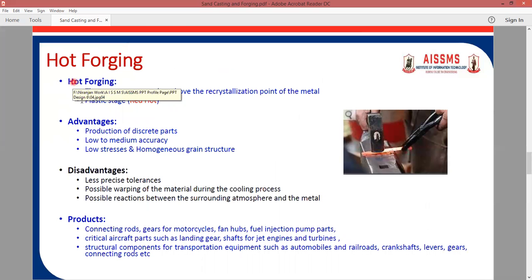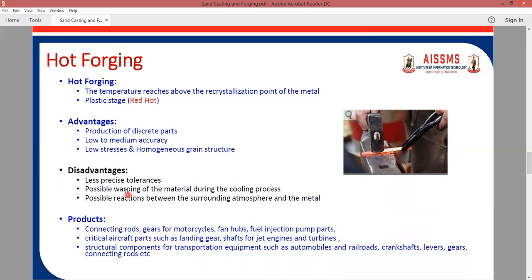Then hot forging and cold forging. As we have talked about already, hot forging is the process which is carried out at a temperature above the recrystallization point. That is called hot forging. And what are the advantages? It will produce a discrete part. Then the accuracy is low to medium. Then the stresses generated in hot forging are low, and the grain structure observed is homogeneous in nature. So these are the advantages of hot forging.